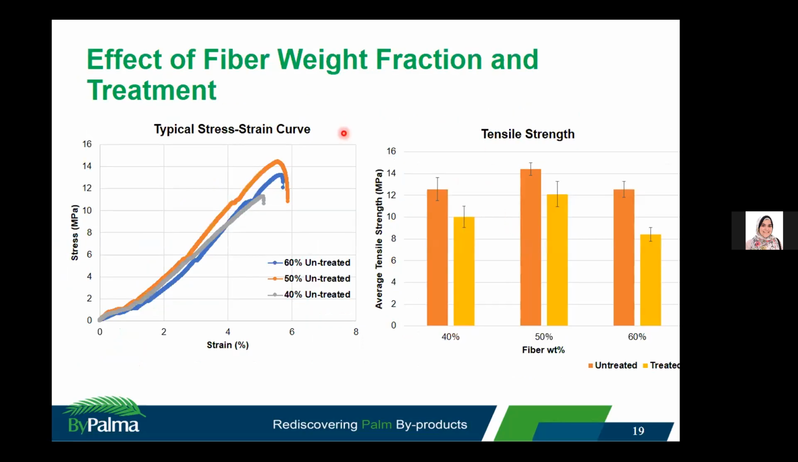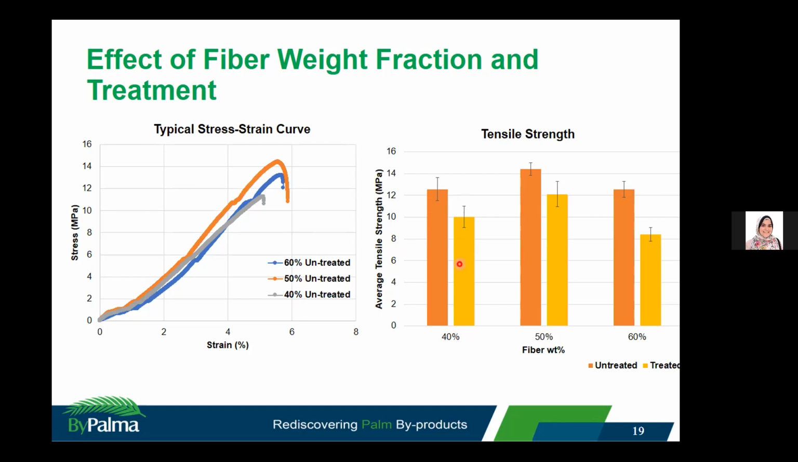Now for studying the second design of experiment, which is the effect of fiber weight fraction and fiber treatment, we can see here a typical stress strain curve for the different fiber weight fractions, 40, 50, and 60. It was found that 50% was the optimum value for the weight fraction, and this was for the untreated samples. This may be because at 50% we have enough reinforcements, and at the same time, the amount of polypropylene matrix is enough to ensure sufficient wetting of all the reinforcements and transfer the load.